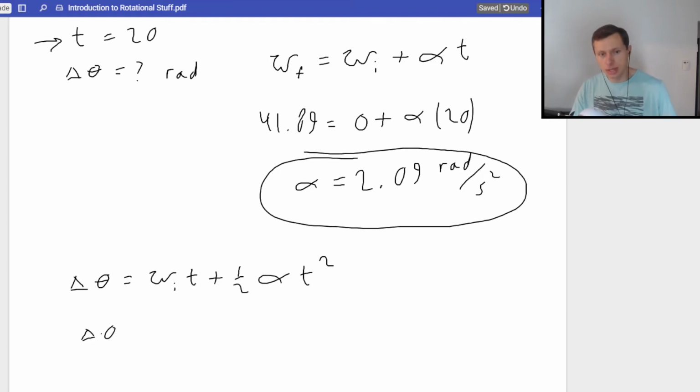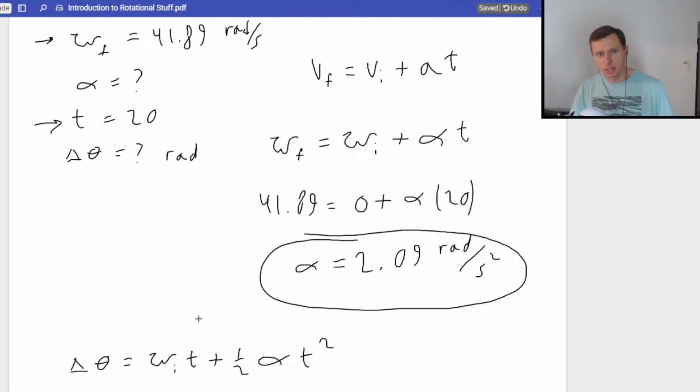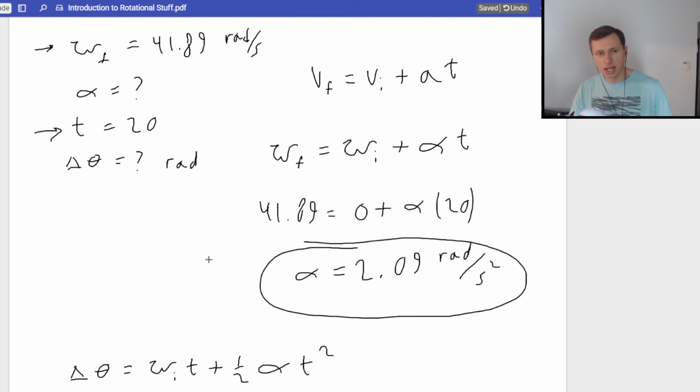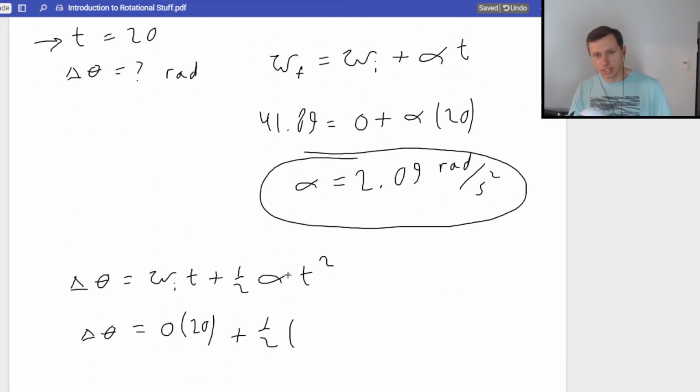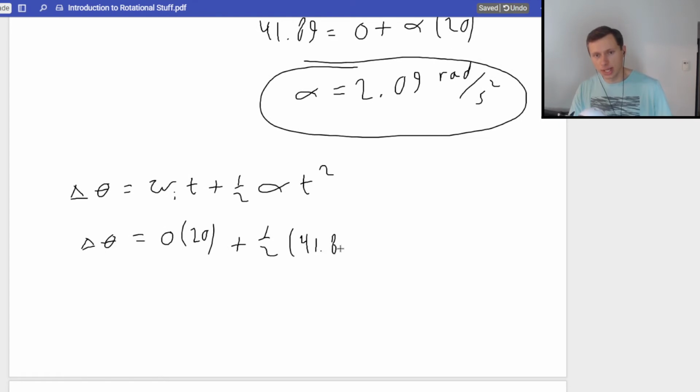So delta theta equals omega initial times time, which is 20. That won't matter because it's just times 0, plus 1/2 alpha. We just solved for it. It's 41.89, and then time squared is 20 squared.